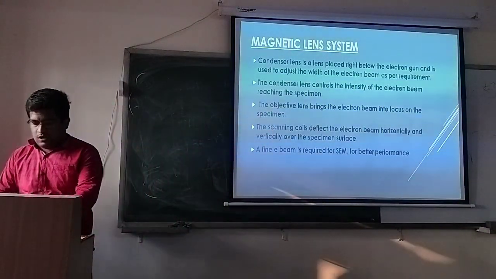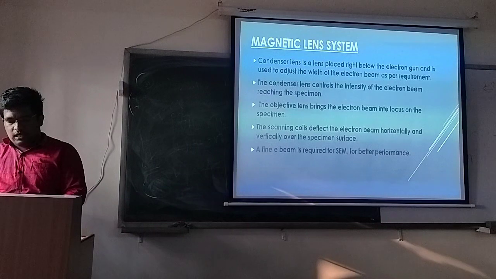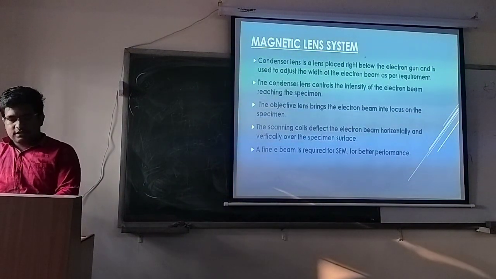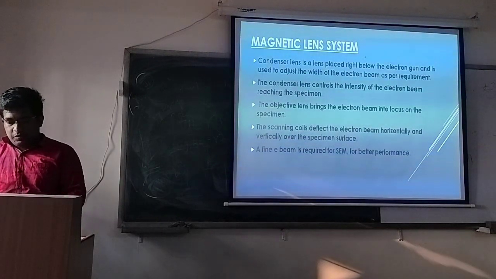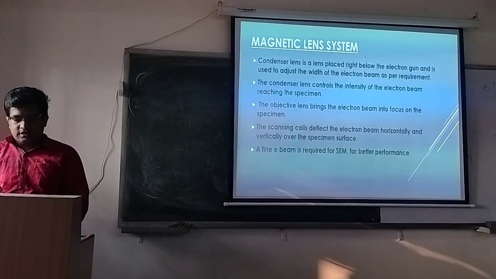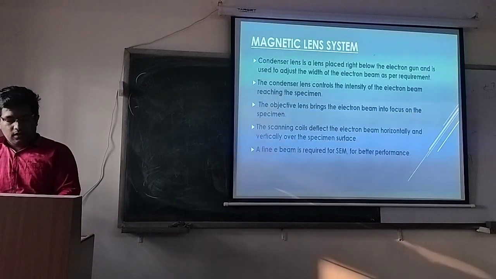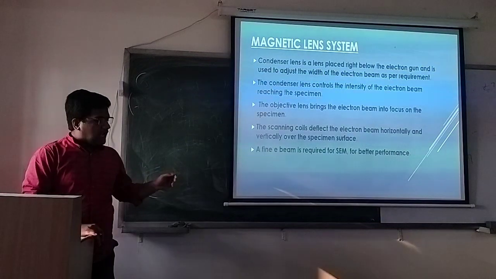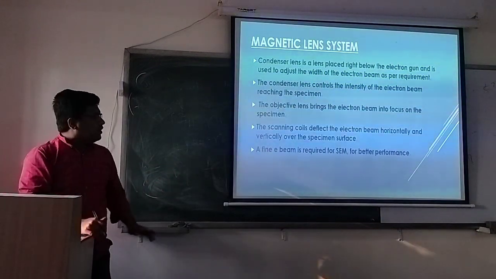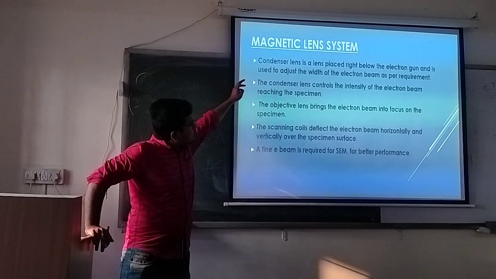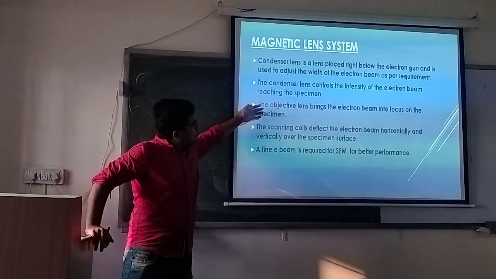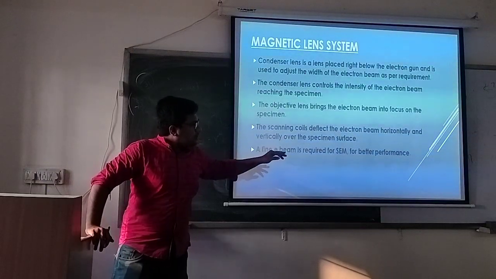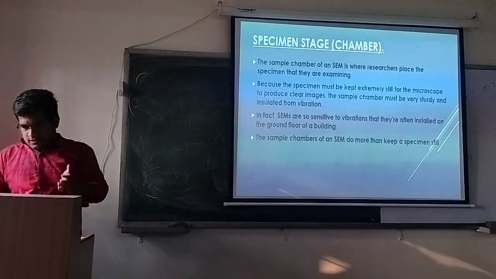Okay. Then the objective lens. The objective lens brings the electron beam into focus on the specimen, the same as the condenser lens. And the scanning coil deflects the electron beam horizontally and vertically over the specimen surface. A fine beam is required for SEM for better performance. As we need the fine beam placed on the specimen, the electron beam goes through three parts: two lenses and one coil.